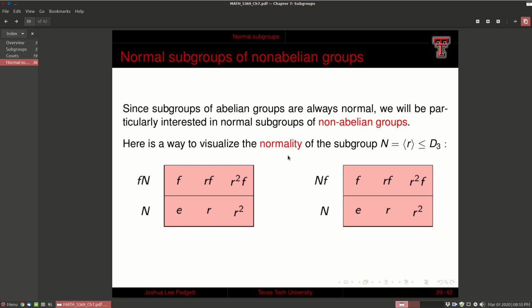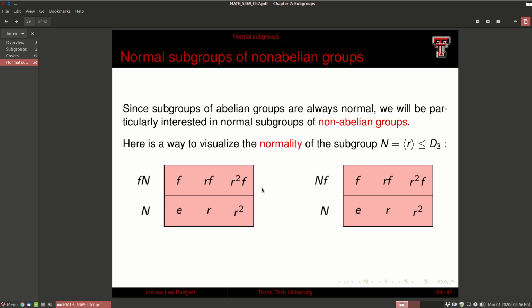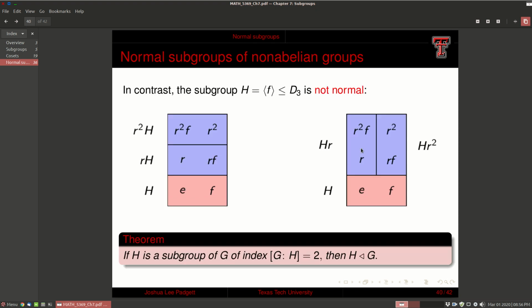So, we're talking about normality. A way to visualize the normality of the subgroup N is the fact that the left and right cosets give me the same exact partition. Okay? So that's another way of thinking of it. If H is normal, then all of the cosets partition it in the same exact kind of structured way. All right? In contrast, this guy's not normal because the left and right cosets look different structurally. So, once again, normal subgroups, their left and right cosets end up giving me the same exact partition, whereas non-normal subgroups, their left and right cosets give me different partitions.